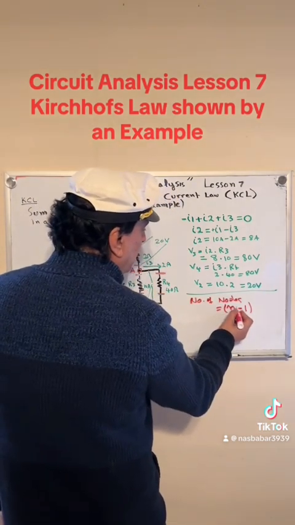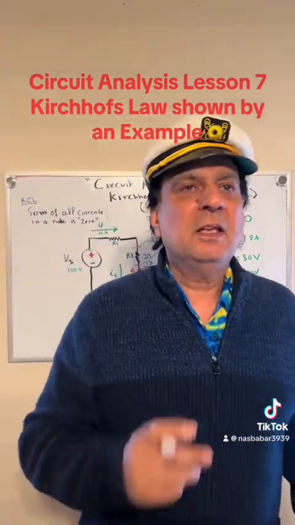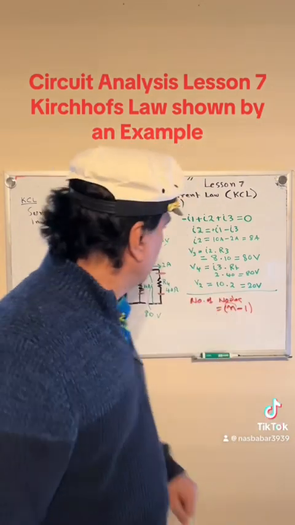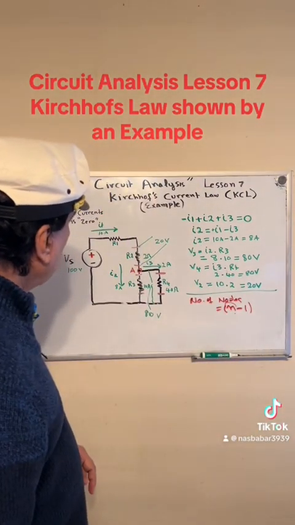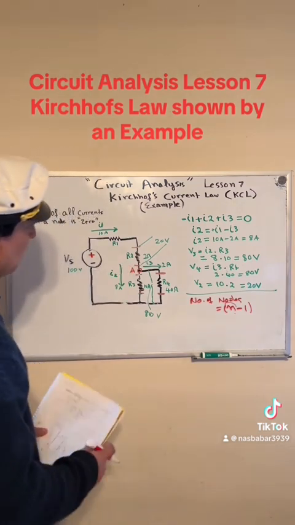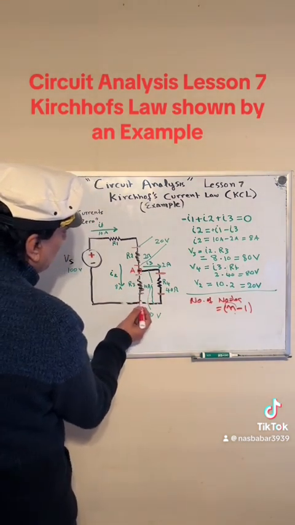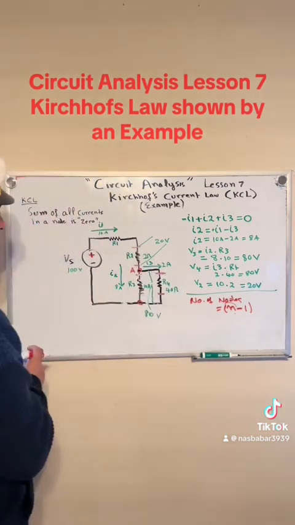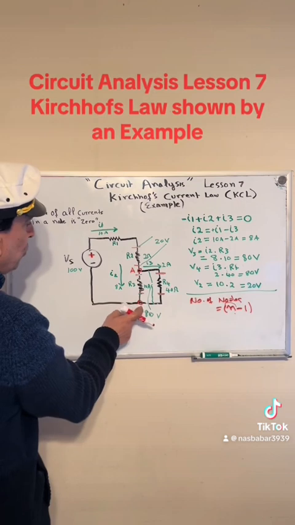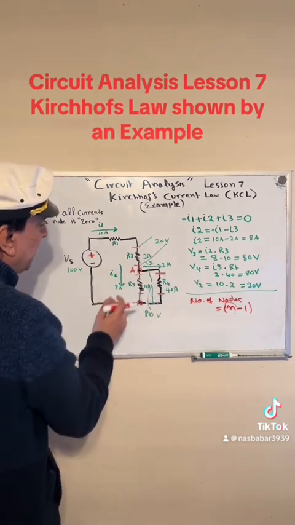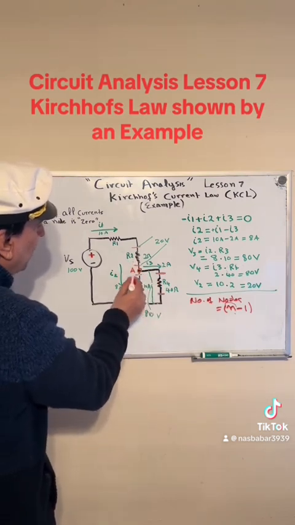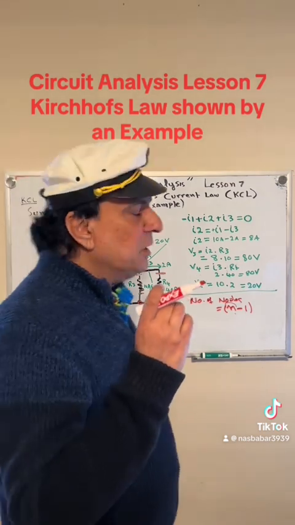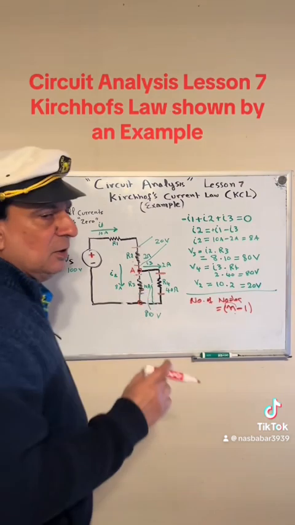N is the number of nodes. So let's say in a diagram you have 6 nodes. How many equations can you have for KCL? N minus 1, so 5. In this particular case, how many nodes do I have? This is a node, and this is a node. So how many KCL equations can I have? I can have 1, because I have 2 nodes. Nodes are where the resistors are interconnected. This node has R2, R4, R3 connected, and this node has R3 and R4 connected. So in this case, I have 2 nodes, so I can only have 1 KCL equation.